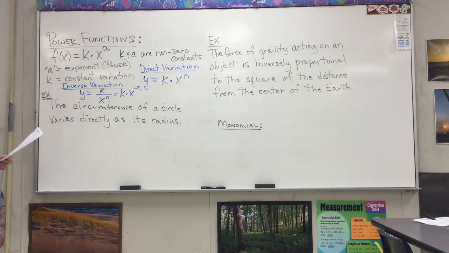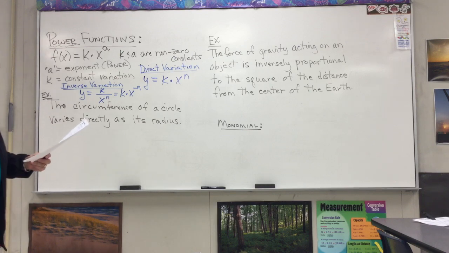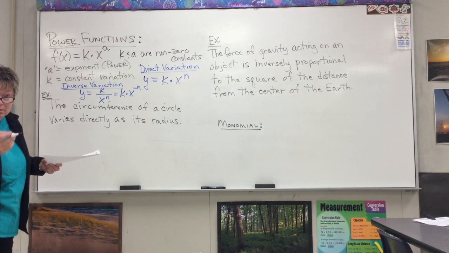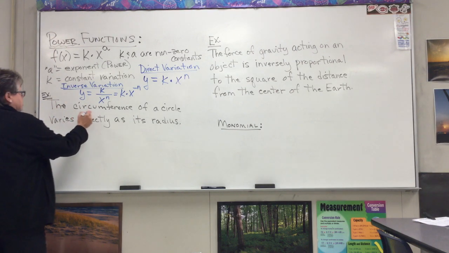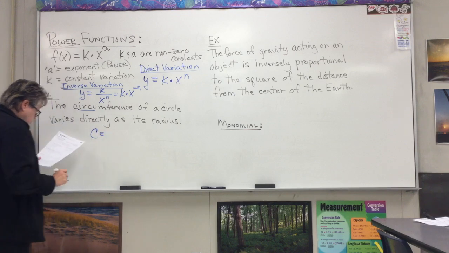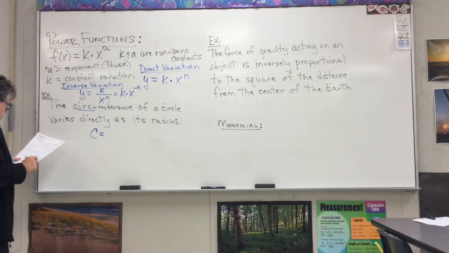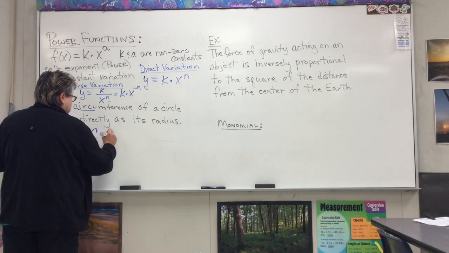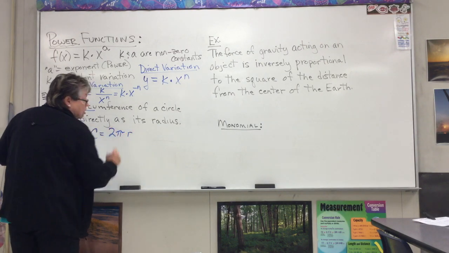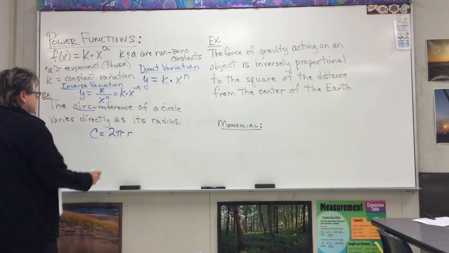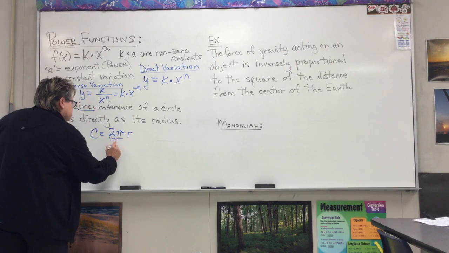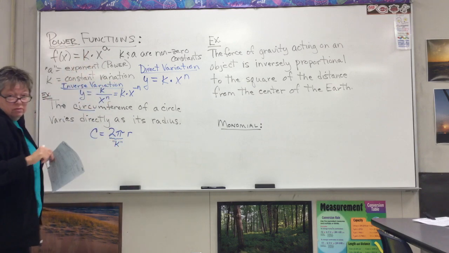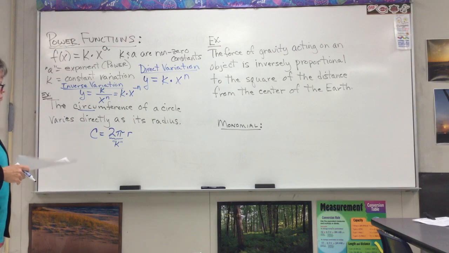Let's consider this example. The circumference of a circle varies directly as its radius, as either a direct or an inverse variation, or in other words, a power function. So the circumference varies directly as its radius. What do you know? Circumference is equal to 2 pi r from back in your geometry days. So this 2 pi part is what we would call the k, the constant of variation, for that example.